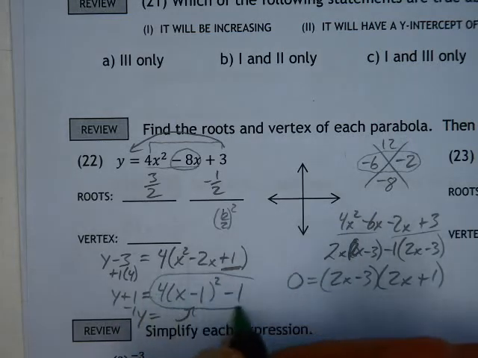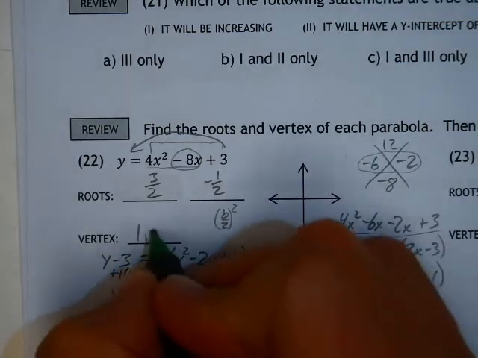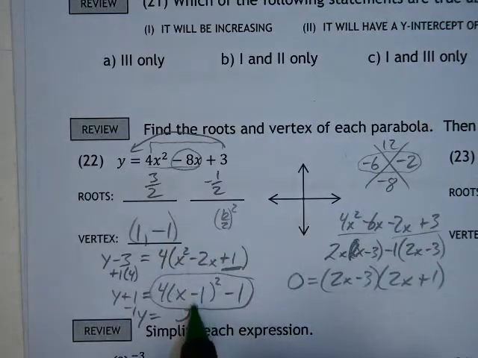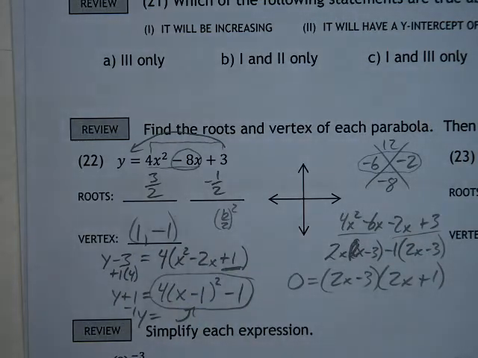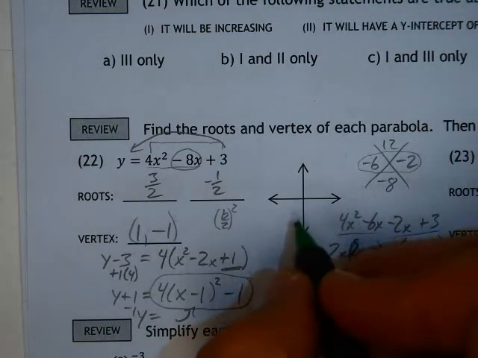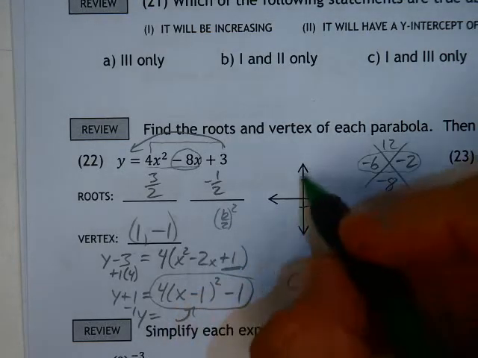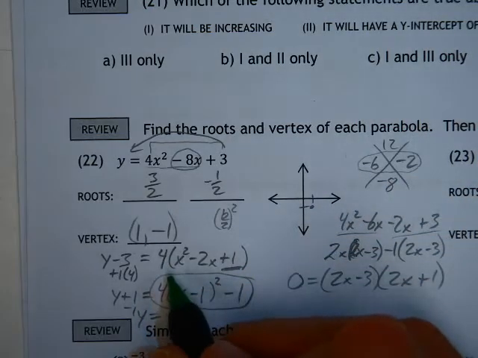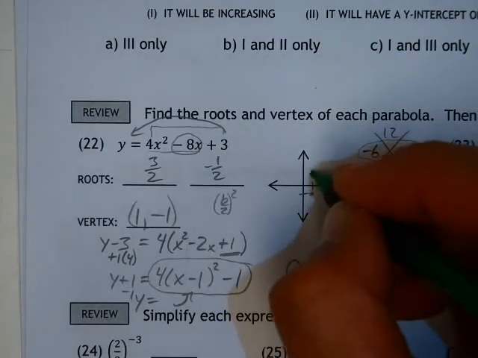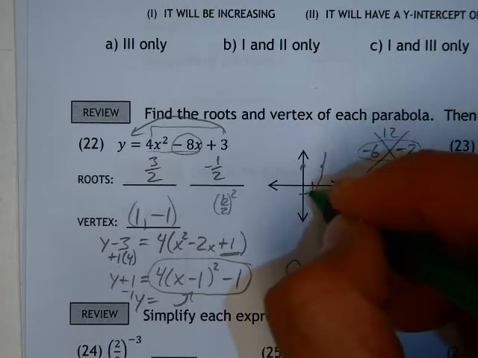I'm not going to rewrite it. So my vertex is at 1 comma negative 1. If I recognize that I'm changing the sign of that and keeping the sign of that, it's a y equals, so it's a vertical one. Just for the sake of argument, if I go over 1 and down 1 and put a dot, and then that 4 out in front means that's a stretch factor of 4. If I go up 4 and over 1 in both directions, I'm going to get that equation.